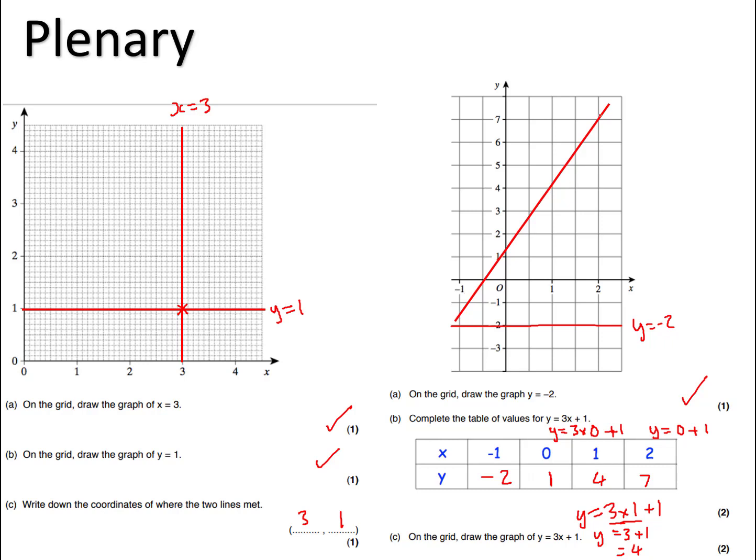And that line is like that, but it should cross the 1. You get marks for plotting the coordinates. 1 mark, 1 mark, 1 mark. That's 1 mark for getting 3 out of 4 coordinates. Then you get 2 marks for a complete table of values. That's correct. And 2 marks: 1 mark for plotting 3 coordinates correctly, and a mark for the straight line.